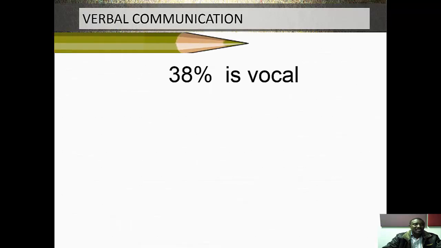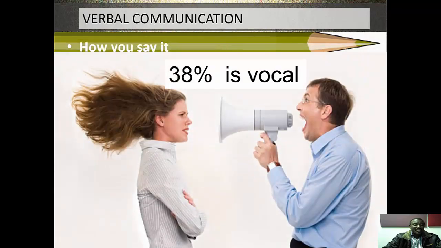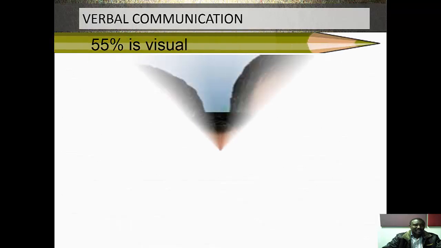This includes the vocal aspect, how you say it. Can you see this person is talking? You can see the way he's speaking. It shows the kind of person he is, the kind of comportment and the kind of frame of mind that he's in. So how you say something is very, very important, even much more than what you have said.